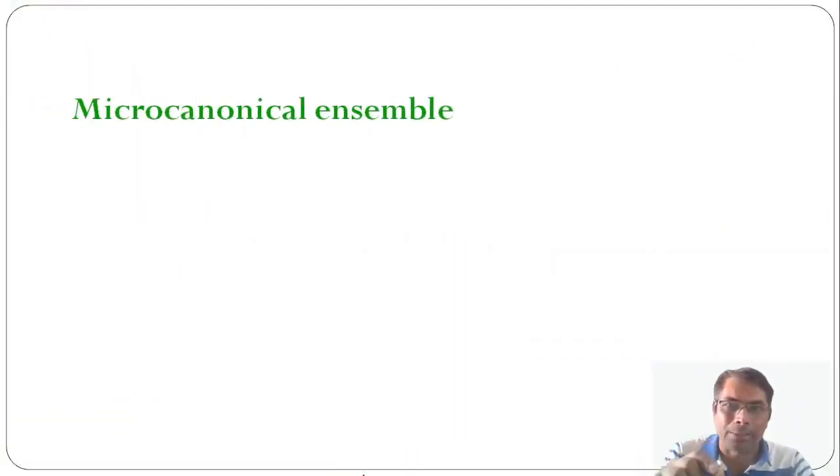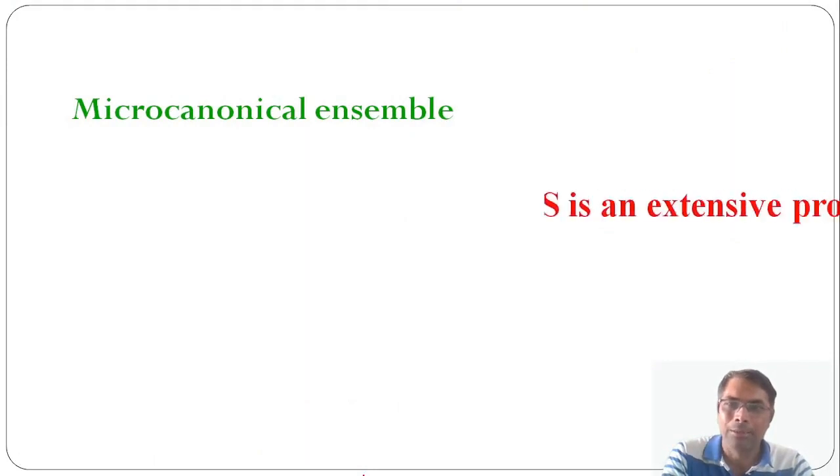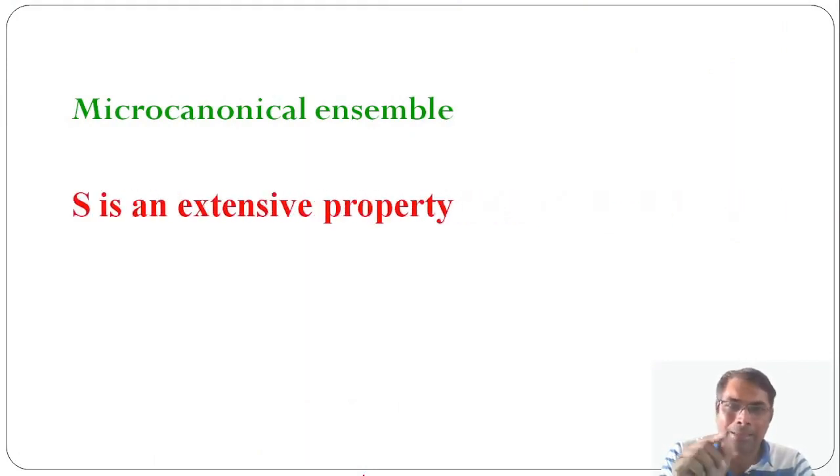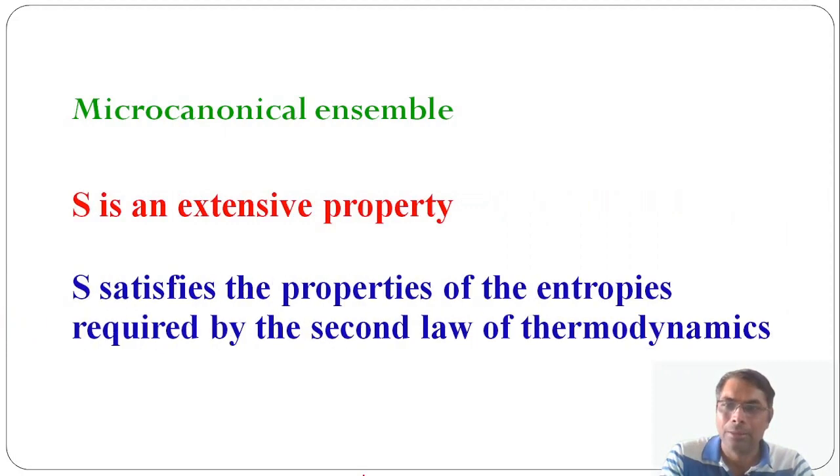Here we will discuss the microcanonical ensemble, and also that S is an extensive property and that S satisfies the properties of the entropy required by the second law of thermodynamics. We have already learned about the second law of thermodynamics. Now we prove that S satisfies the properties of the entropy required by the second law of thermodynamics.